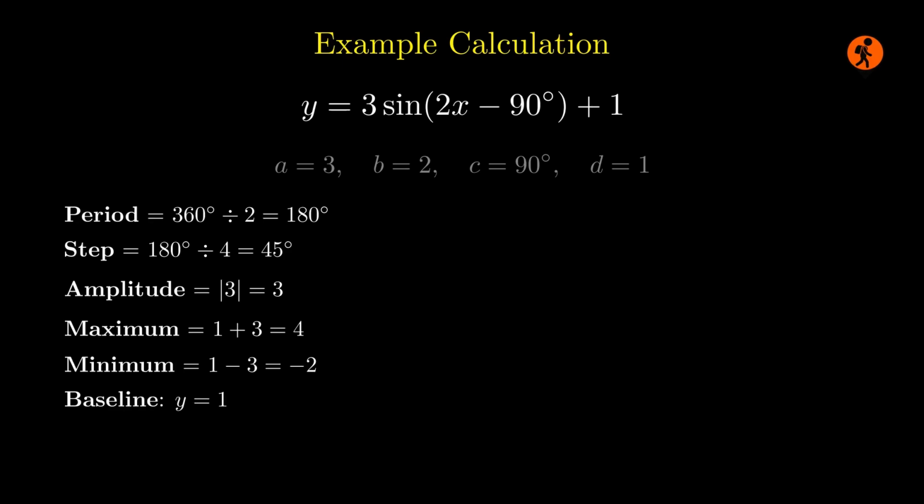To find our starting offset, we set 2x minus 90 degrees equal to 0. Solving for x, we get our starting point at 45 degrees.